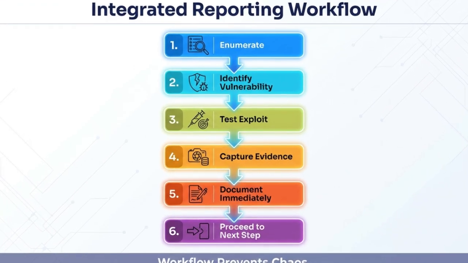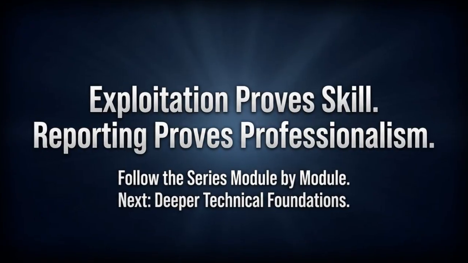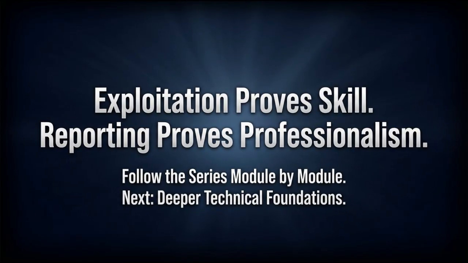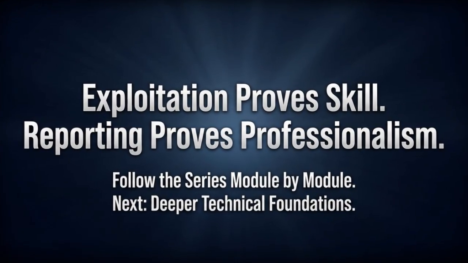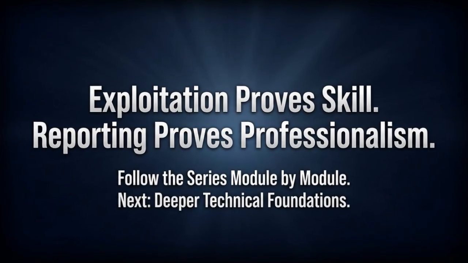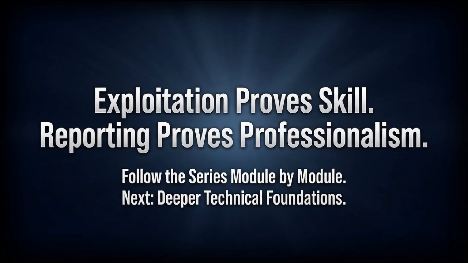Number 8. Professional tone matters. Avoid emotional language. Avoid dramatic phrasing. Avoid exaggeration. Instead of, "This was a massive vulnerability," write, "This vulnerability allows unauthorized access to sensitive data." Professional tone signals maturity. The goal is not to impress. The goal is to communicate clearly.